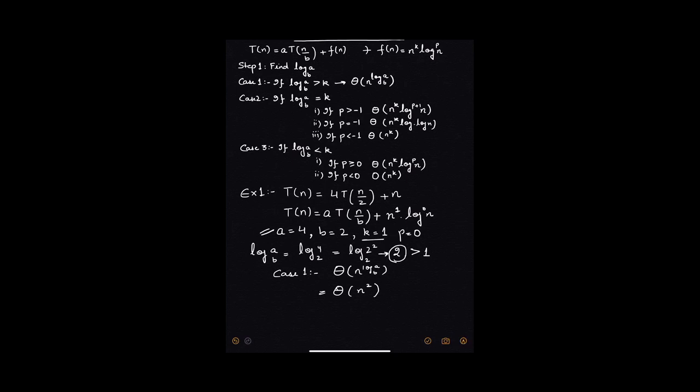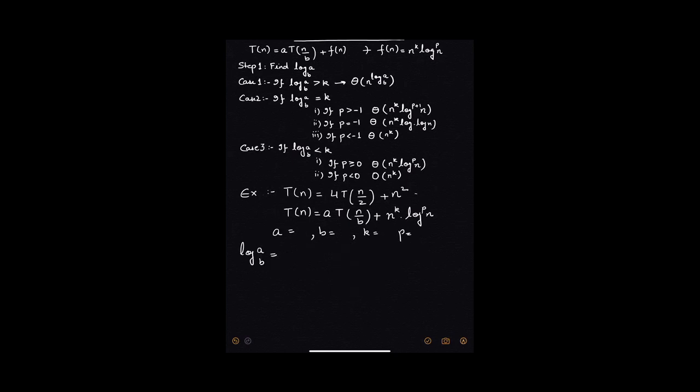Let us check out our second example. In this recurrence relation, if I convert it into some standard form, the value of a that I'm getting is 4, the value of b that I'm getting is 2, the value of k is 2, and the value of p is 0. Now let us calculate our step 1, where the value of log a base b becomes log 2 squared base 2, which is equal to 2. My log value is equal to my k value. So this resembles my case 2.